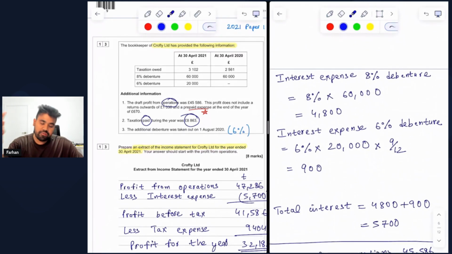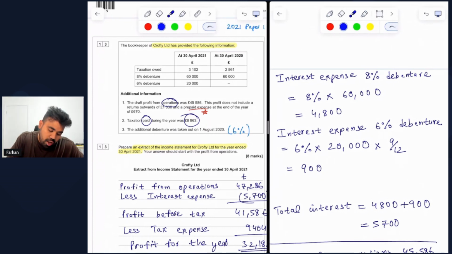So we know that we have two types of loans here. One of them is the 8% debenture, and the other one is the 6% debenture. Now the 8% debenture loan was also there in the previous financial year ending 30 April 2020, and it's still here in the current financial year ending 30 April 2021. So how can I validate this?